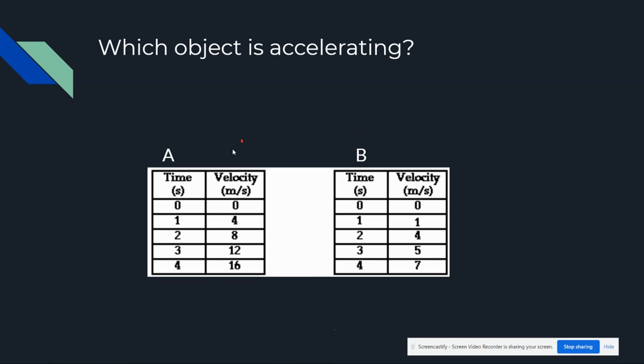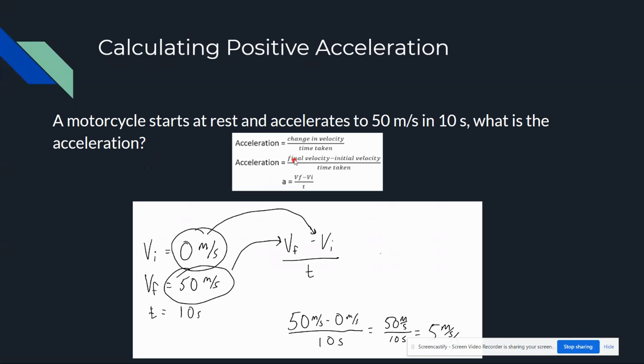My bad. So if we looked at these and asked which object is accelerating, we have to look at the velocity and see if it's changing over time. If our initial velocity is 0, then 4 minus 0 is 4, divided by 1 is 4. 8 minus 0 is 8, divided by 2 seconds elapsed is 4. 12 minus 0 is 12, divided by 3 is 4. The velocity in A is not changing. However, the velocity in B is clearly changing, so B would be the object that is accelerating.